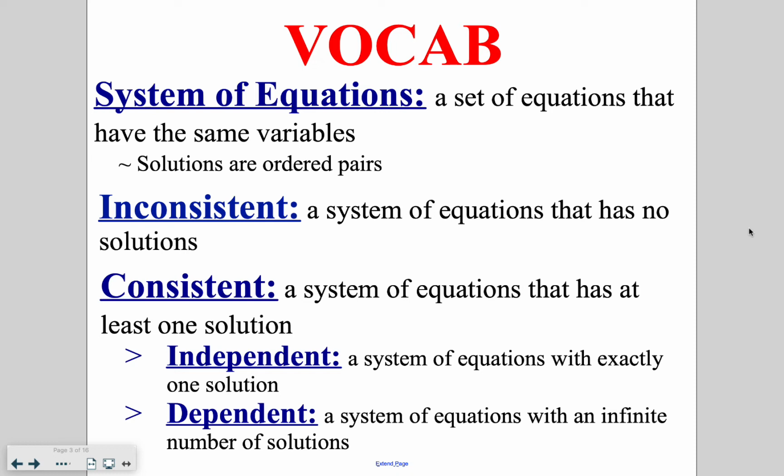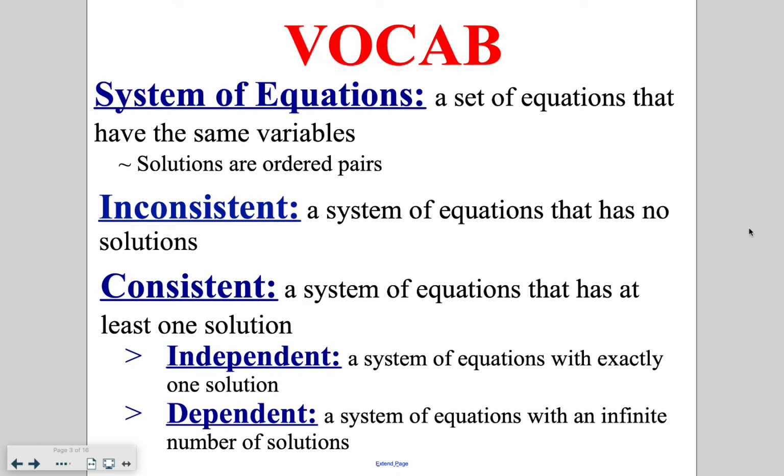There are two different groups of systems. The first one is called inconsistent. This is where the system has no solution. The two lines will never touch no matter how far you continue going on the graph. So an inconsistent system has no solution. A consistent system has at least one solution. So there is at least one place where those lines will overlap.